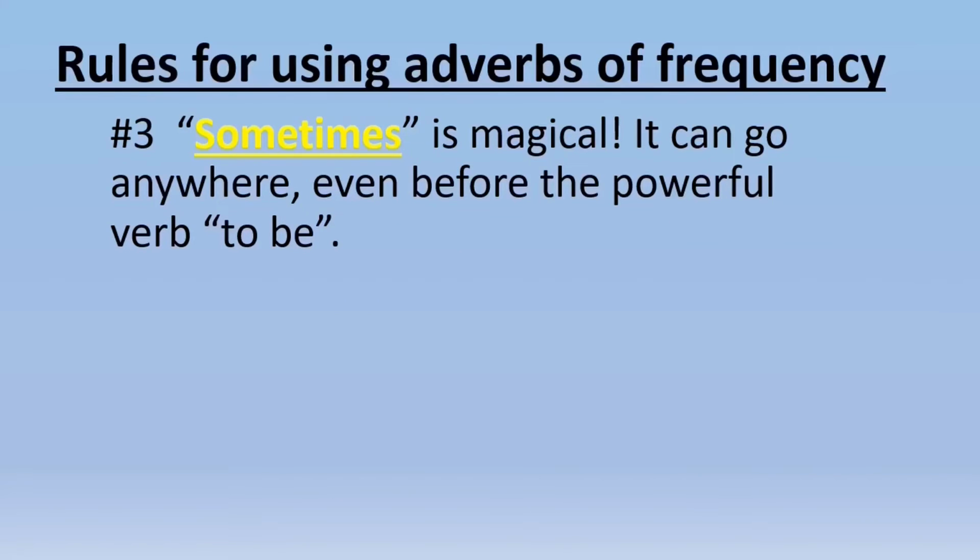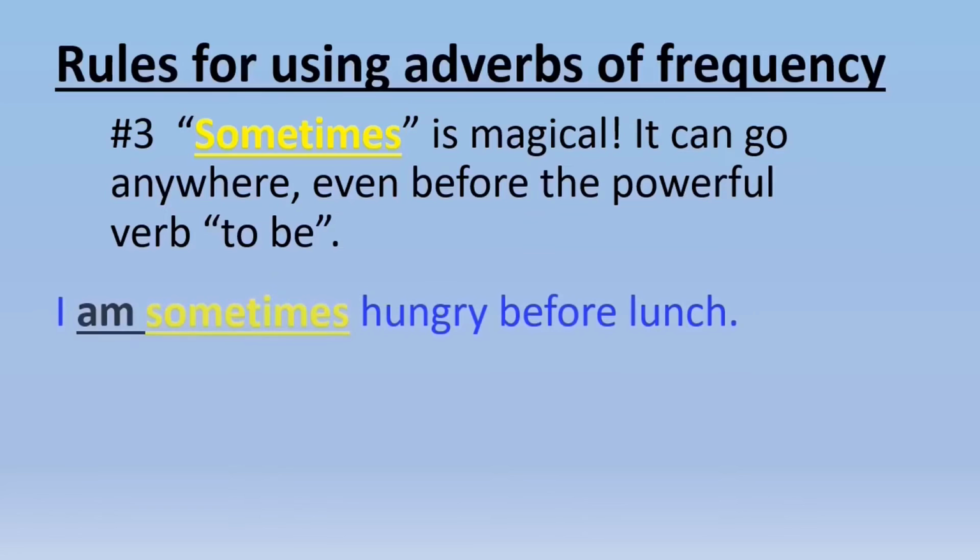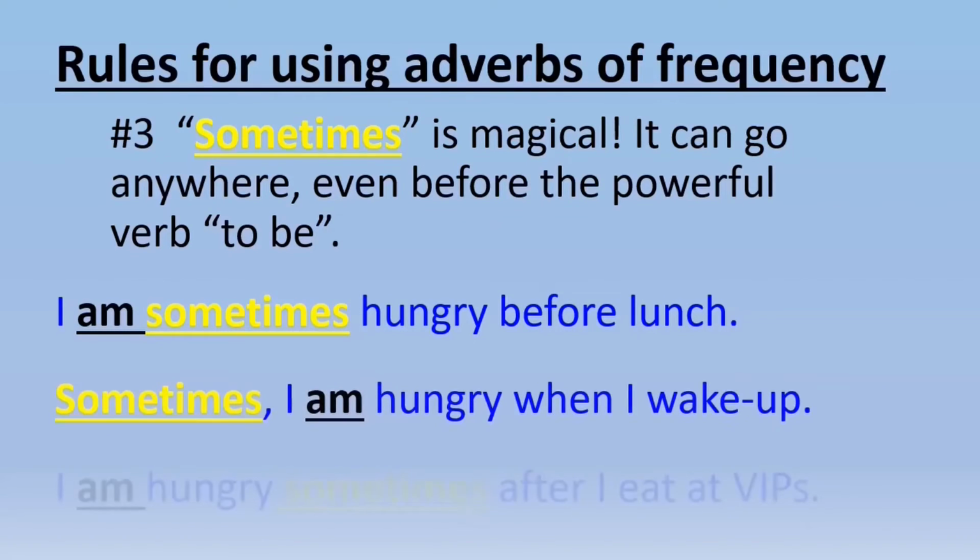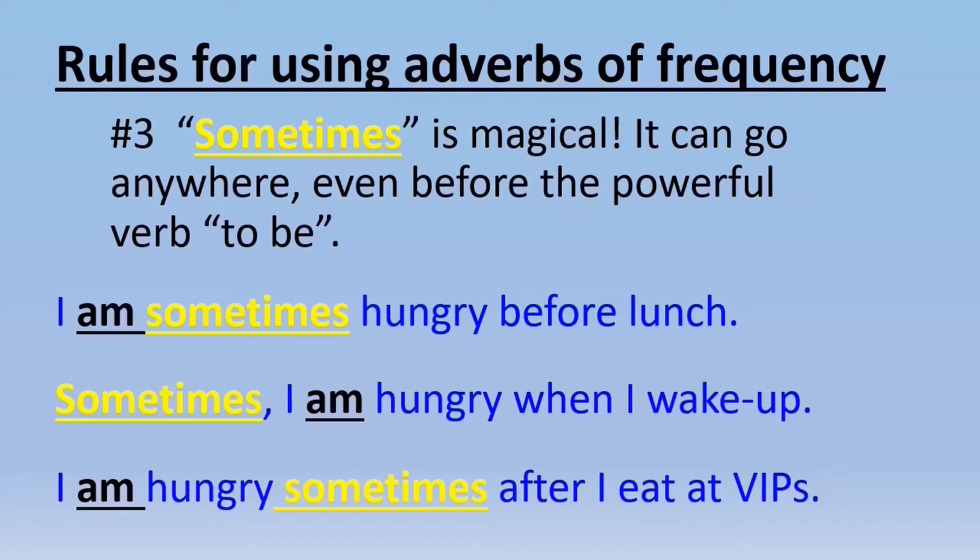The third rule for using adverbs of frequency is that sometimes is magical. It can go anywhere, even before the powerful verb to be. Let me give you some examples. I am sometimes hungry before lunch. Now here the verb to be comes before sometimes, the adverb of frequency. This follows rule number 2, so it's good.